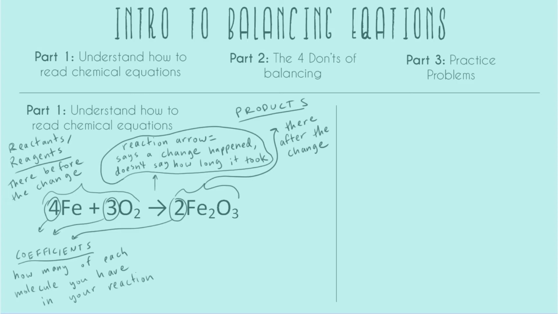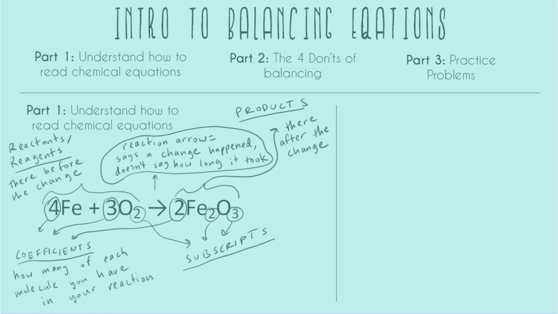So in this reaction, it means that we have 4 atoms of iron, we have 3 molecules of O2, and when we have that combination and then we have our change, we make 2 molecules of iron oxide or Fe2O3 or rust. All right, so that's the coefficients. It tells us how many of each molecule we have in this reaction. And the other number is always to the bottom right, and it's called a subscript.